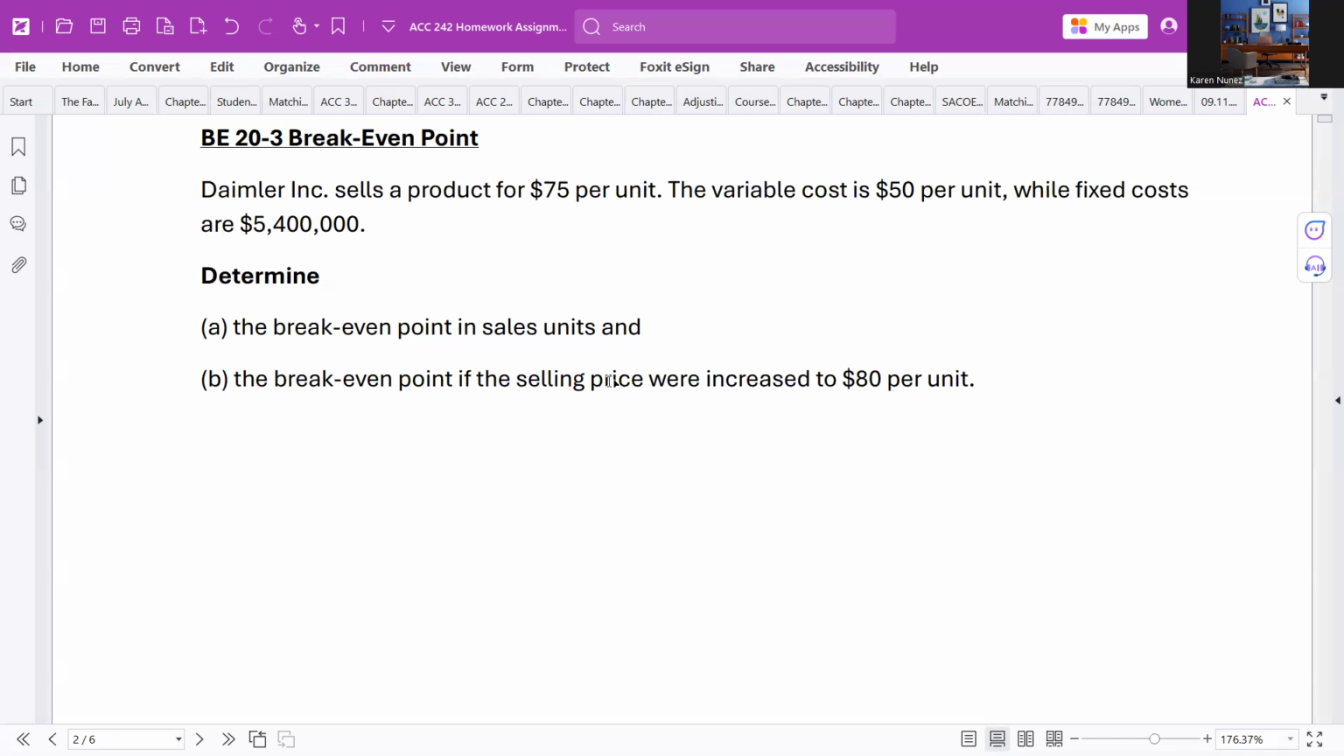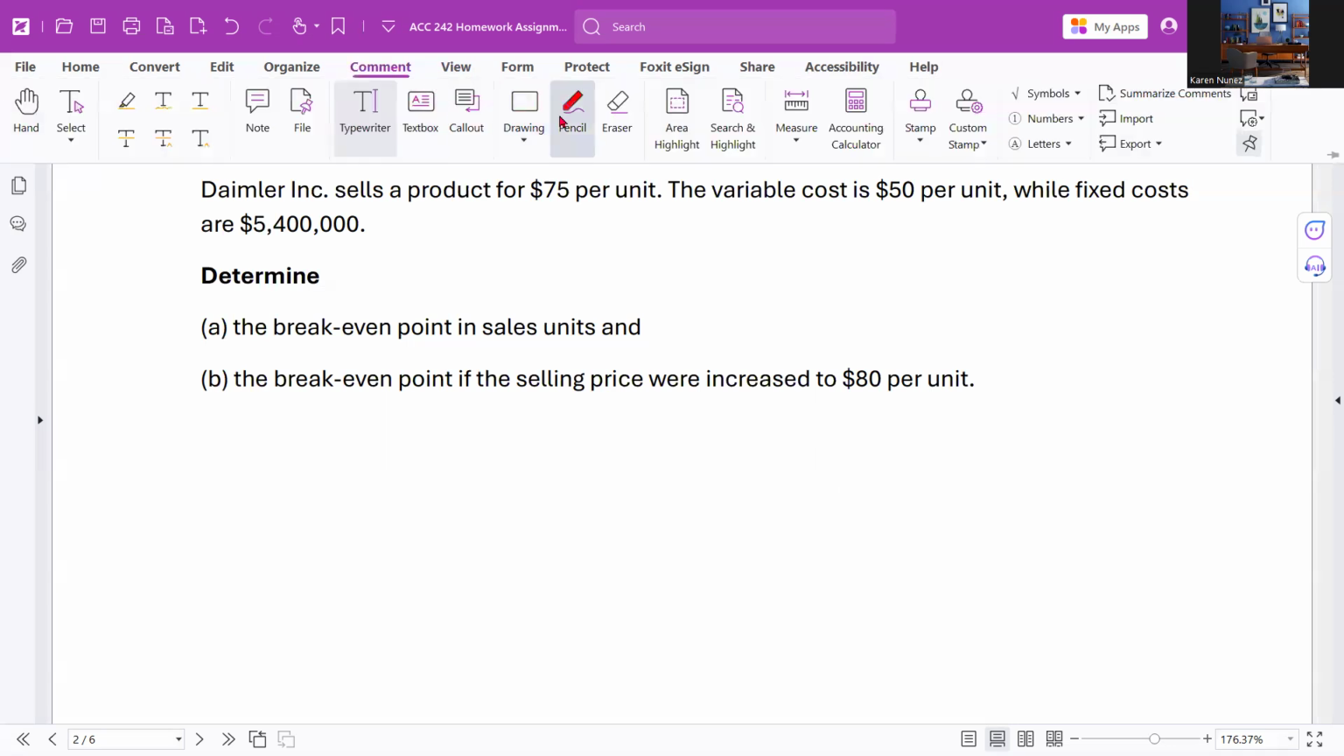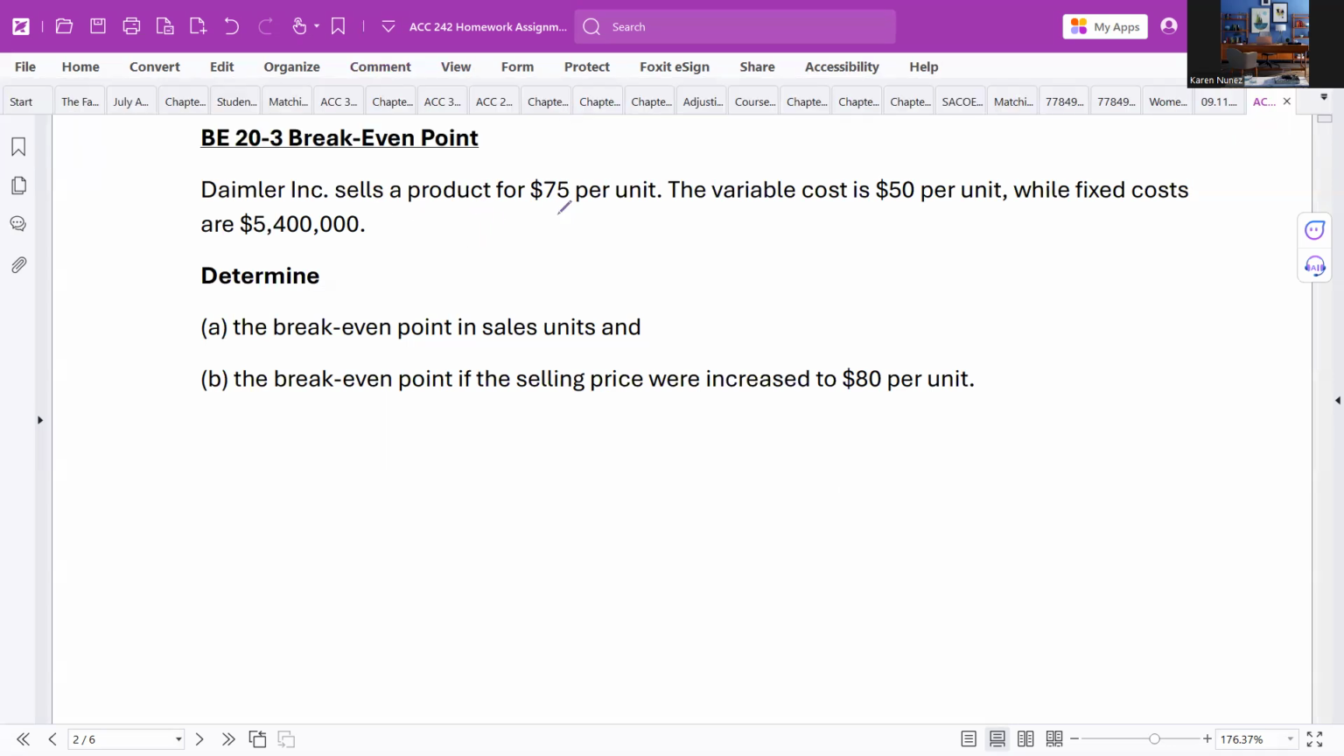So in basic exercise 20-3, we've got our price. Let me go ahead and identify those here. The product sells for $75 a unit. That's our P, our selling price, $75 per unit. And the variable costs are $50 per unit. That's our V. And then we've got some fixed costs here, and I'll just label that as the F. So we've got all the information that we need in order to establish the break-even point.